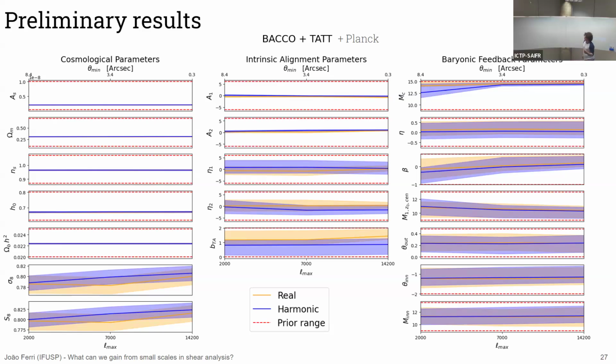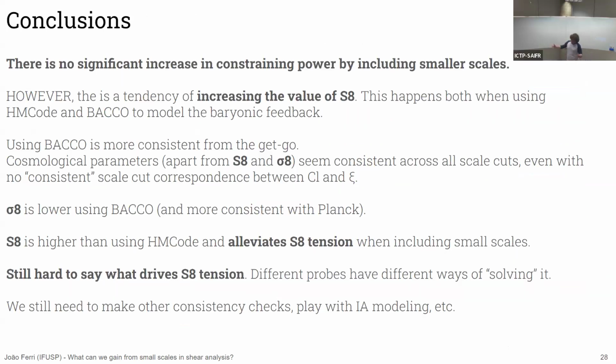And that's it. I'm going to conclude right now. So the conclusion is that, first, there's no significant increase in constraining power by adding all of the data. But this is kind of expected because we are adding 7 additional parameters with Baco, so one thing compensates for the other. But we observed a tendency of increasing the value of S8. The other thing that we concluded is that using a more sophisticated, more flexible model for baryonic feedback seems more consistent.